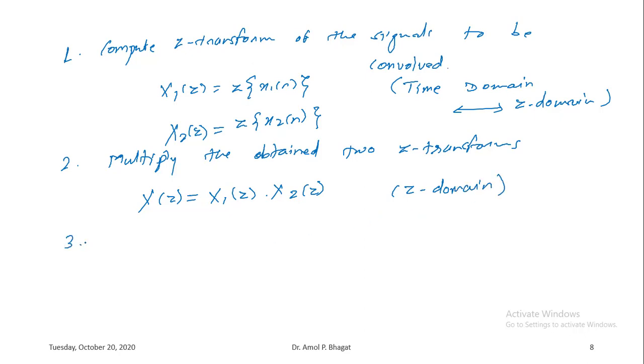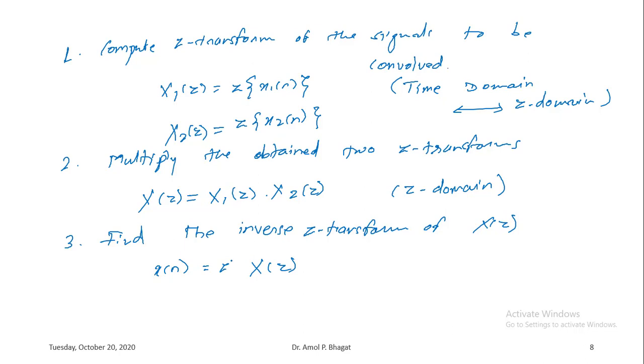Third, we identify the inverse Z transform. So find the inverse Z transform of the multiplication result, that is, X of z. That inverse Z transform can be represented by x of n. We obtain x of n from X of z by taking its inverse Z transform. So the Z domain signal is converted to the time domain. The computation of convolution by using Z transform involves these three steps.